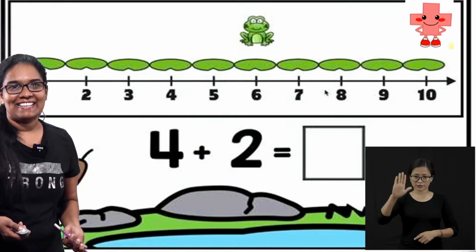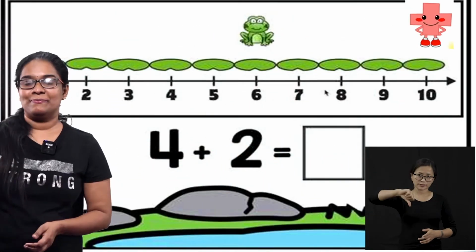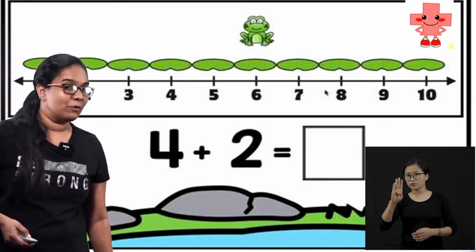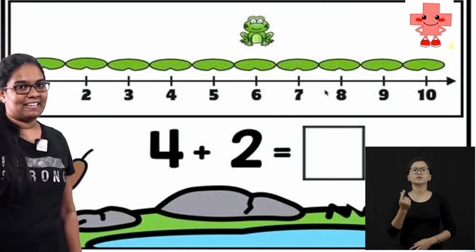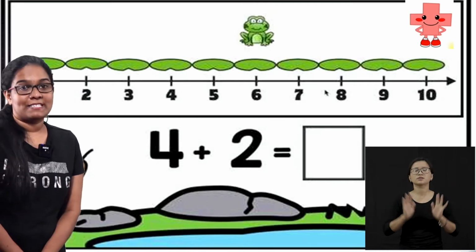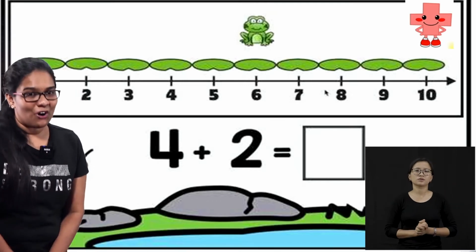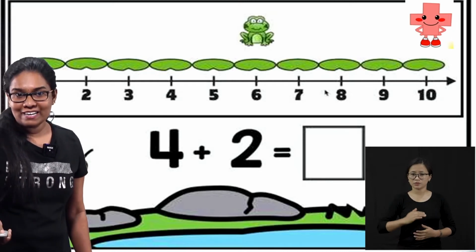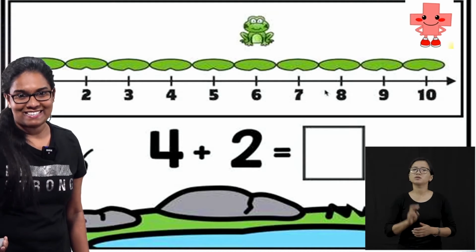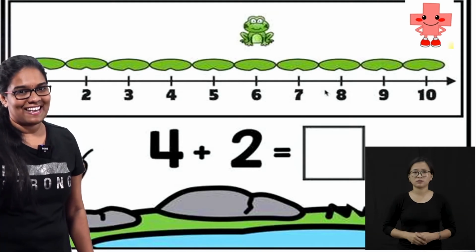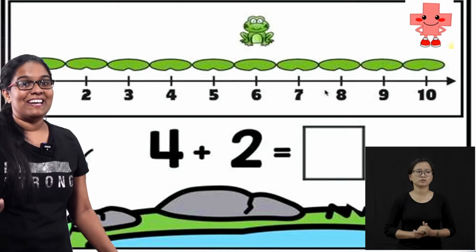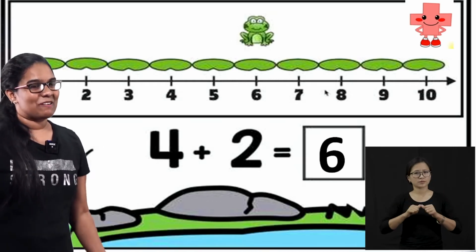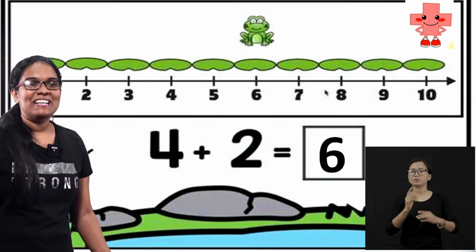Then look here. We have to find out 4 plus 2 by using number line. First, you have to start from 4. Go forward 2 steps: 5, 6. Then you reach 6. The answer is 6. 4 plus 2 is equal to 6.